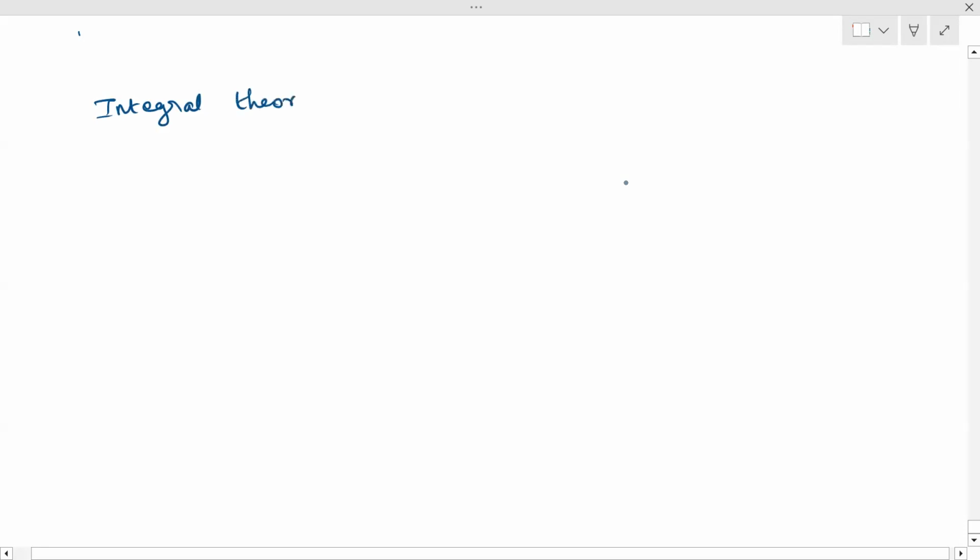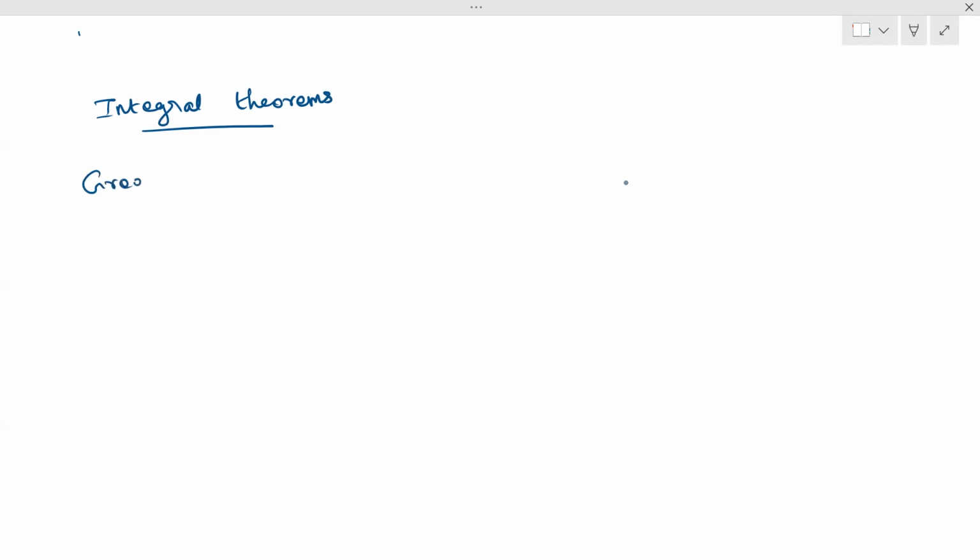Vector calculus, the very important one is integral theorems. Here, the first one is Green's theorem in the plane. Here, what is the statement of Green's theorem?